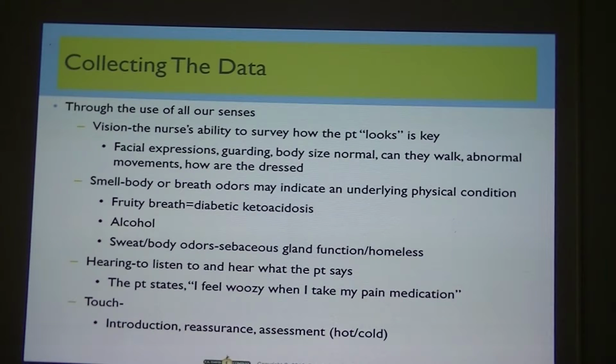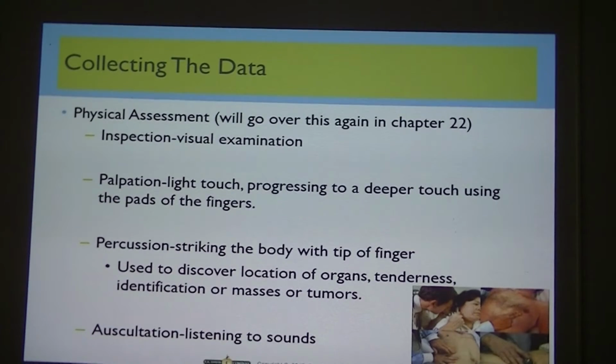Whenever you're doing your assessment, you can touch your skin to see if it's hot or cold. And then also we can just use touch as a reassurance for that patient.